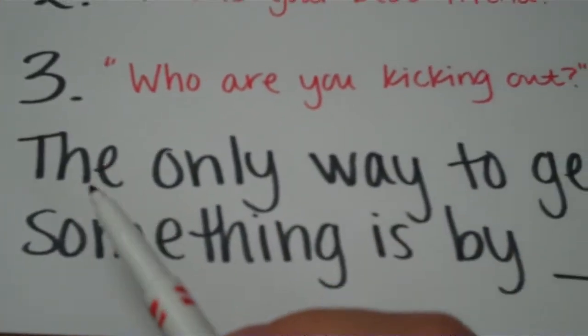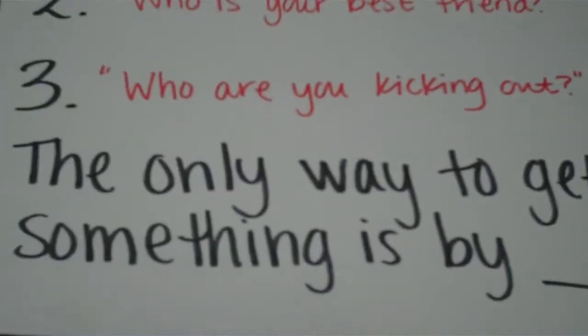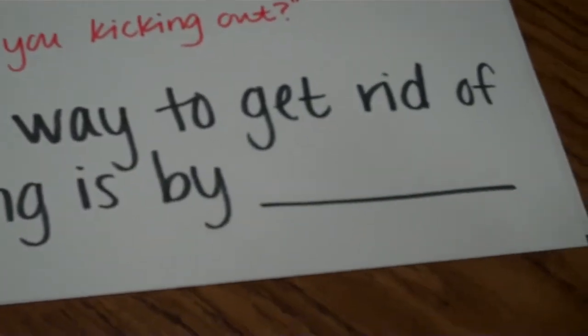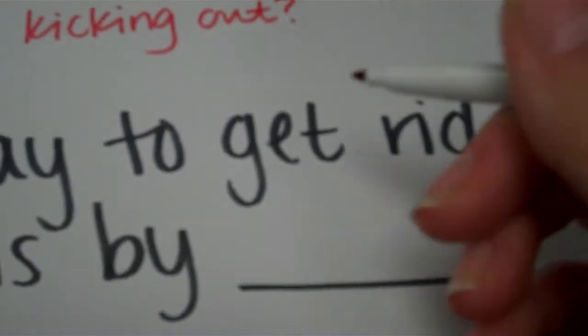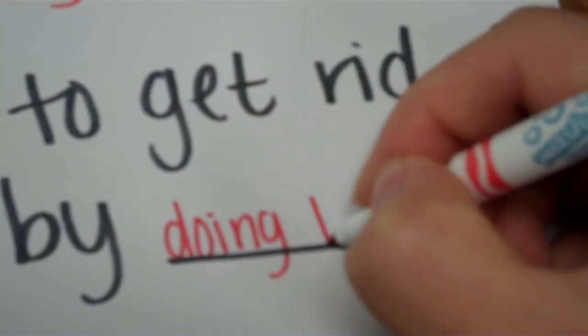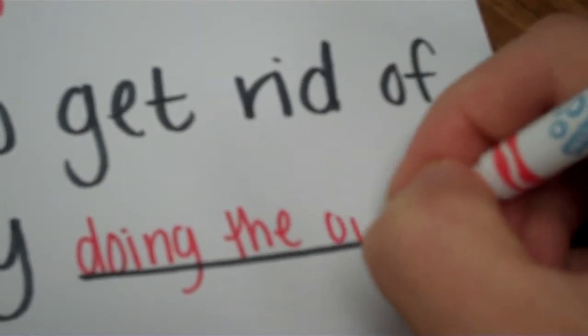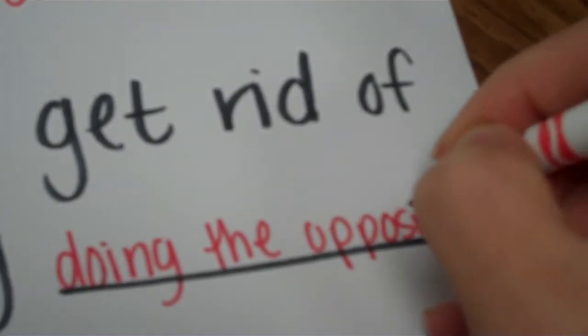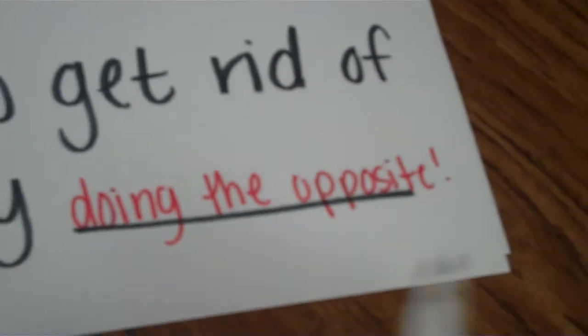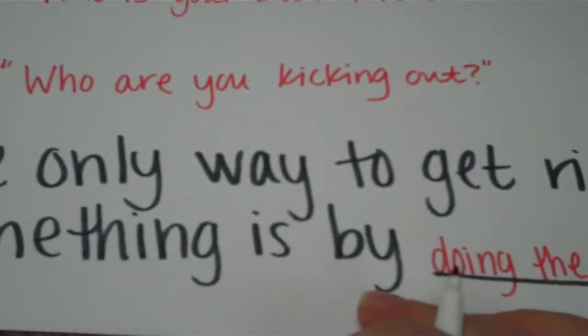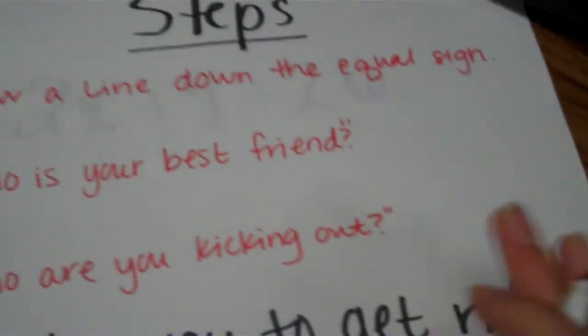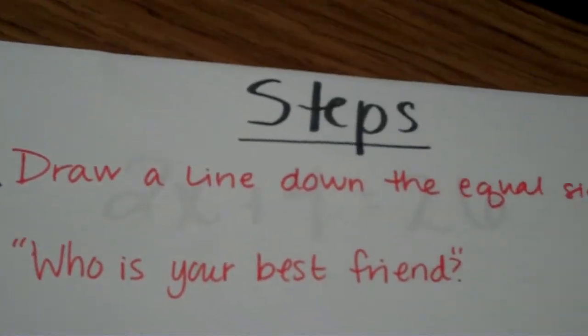And one thing I need you to realize, and you need to write this down word for word, the only way to get rid of something is by doing the opposite. Okay? The only way to get rid of something is by doing the opposite. So yet again, makes no sense right now. It should in a little bit. I'm going to go ahead and put these up here. I'll refer back to this in a little bit.